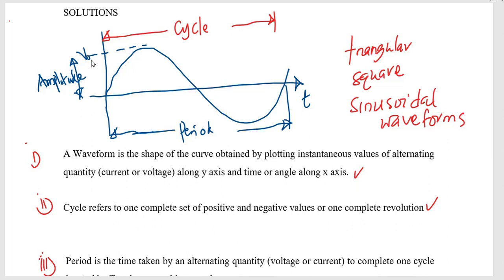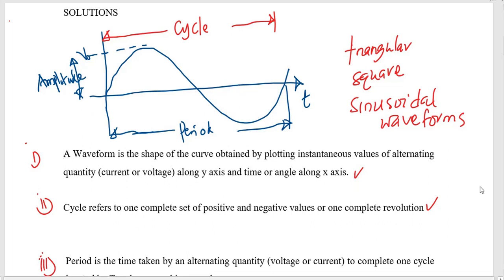So V naught, which is the maximum voltage, is the amplitude. This is one complete half cycle, and another one. We get a period, that is the time taken to complete one oscillation or one complete cycle. A cycle is one complete set of positive and negative values, or just one complete revolution.